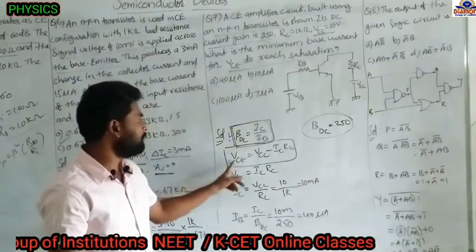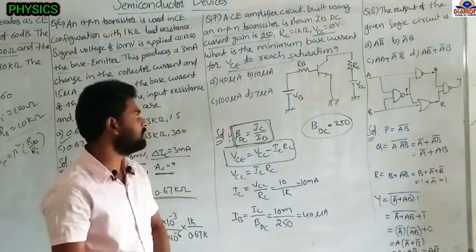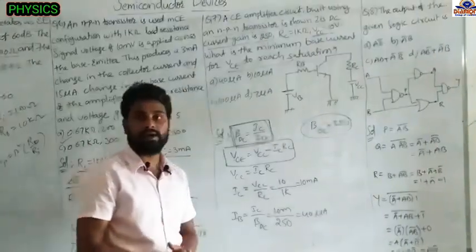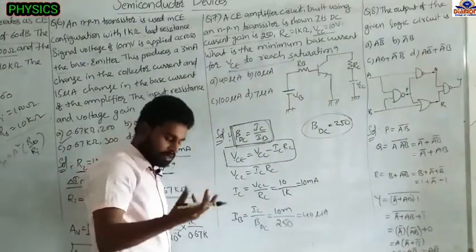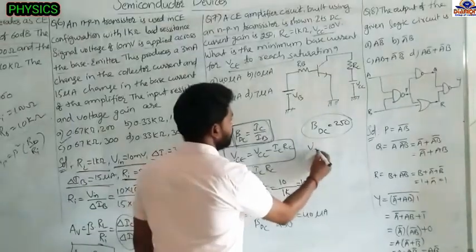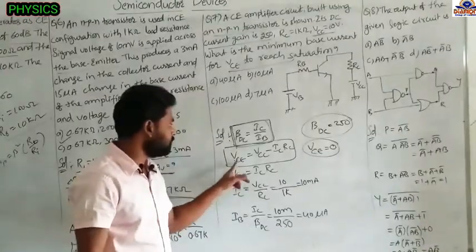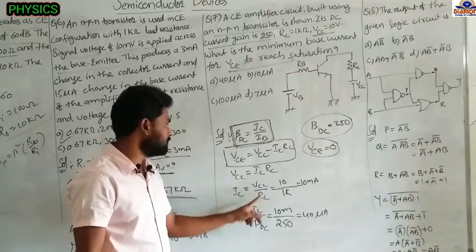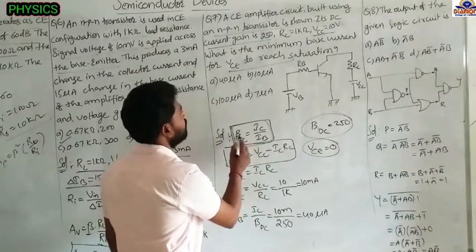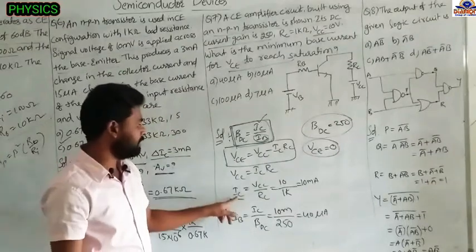Then VCE will become minimum. Whenever it is in the saturation condition, VCE is almost equal to 0. Then it will act as an on switch. So saturation condition is on switch, cutoff region is off switch. So on switch and VCE almost equal to 0. If saturation is given, then take VCE equal to 0. If we take VCE equal to 0, then we get VCC equal to ICRC, so IC equals VCC by RC. Why am I finding IC? Because the beta value is given and they are asking for the base current, so we have to find the collector current.